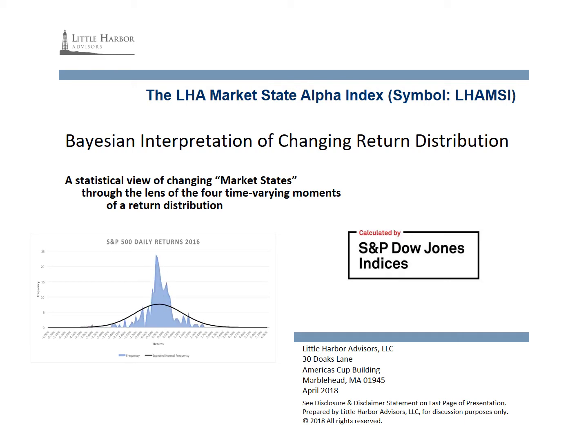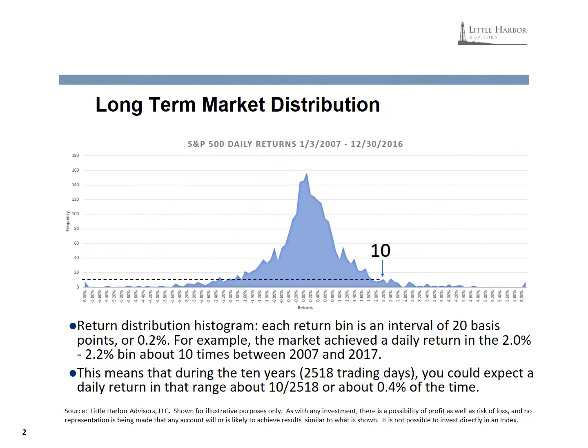In a nutshell, the LHA Market State Alpha Index monitors on a daily basis the changing return distribution of the S&P 500 and employs well-understood Bayesian statistical techniques to interpret the meaning of these changes over time. We will look at a series of charts now, but first, let me orient you a bit.